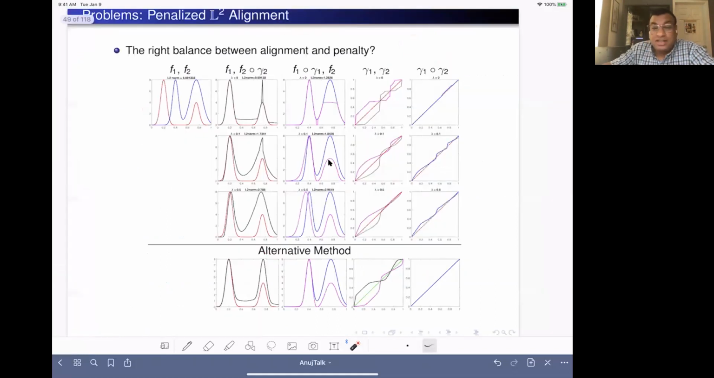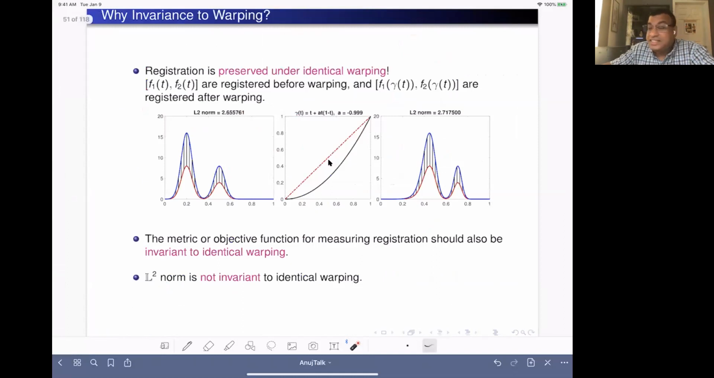If I have two functions, F1 and F2, and I time warp both of them by the same warping function, you can see in this picture that if I have a certain vertical registration between the two functions, and I time warp by the same gamma, then the vertical registration does not change. The peak was matched with a peak earlier, and it is still matched, because a point on the red curve moves in exactly the same way as the corresponding point on the blue curve, because we are moving them by the same gamma. So this picture tells us that the registration remains unchanged under identical time warping.